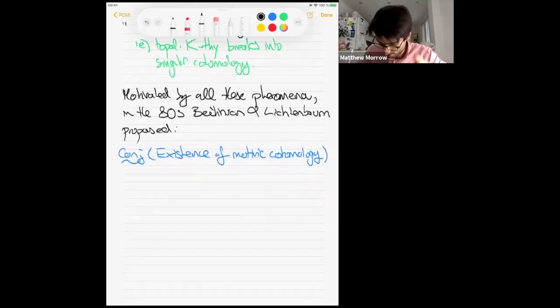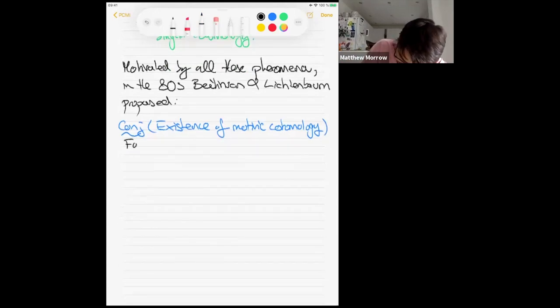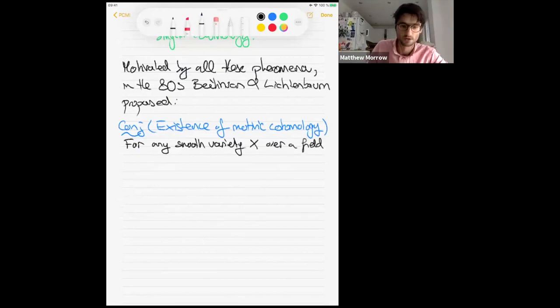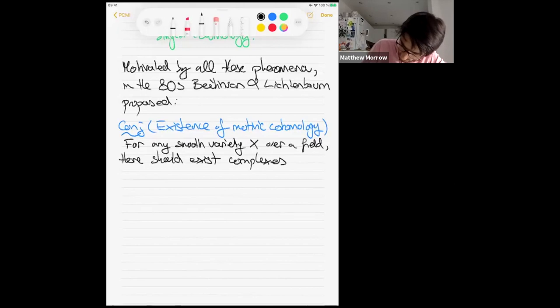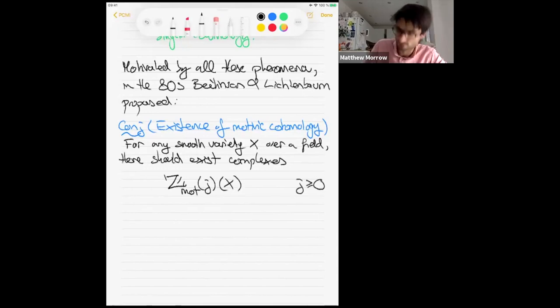Which says what? I want to adopt a reasonably axiomatic point of view, that we expect the existence of a certain cohomology theory with certain properties, as they did. So let me restrict for the moment to smooth varieties over fields. For any such gadget, there should exist some complexes which I'm going to call Z motivic weight j of X, for all j bigger than or equal to zero.